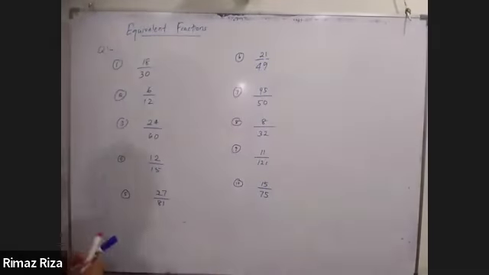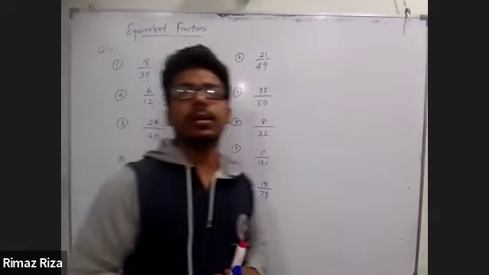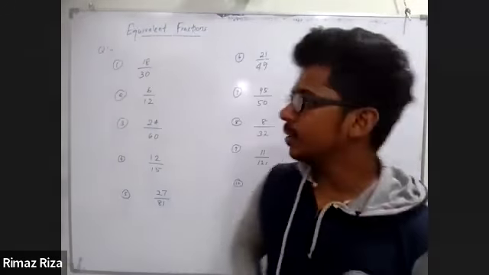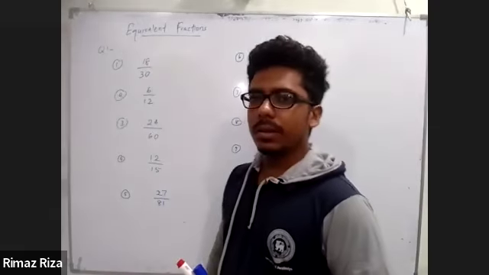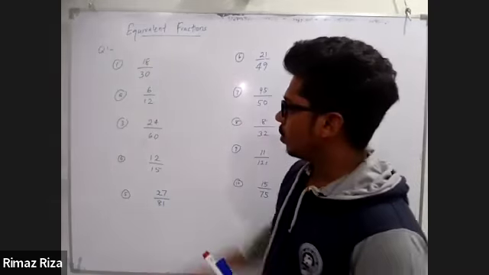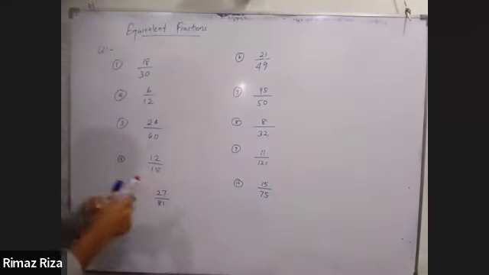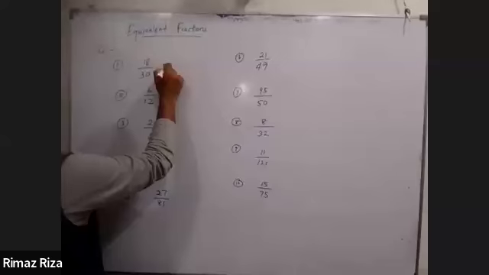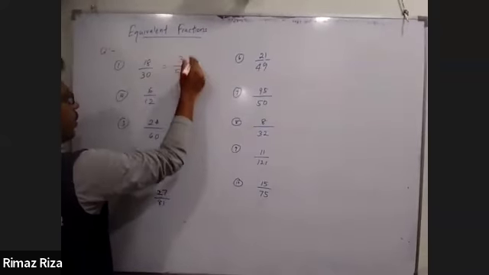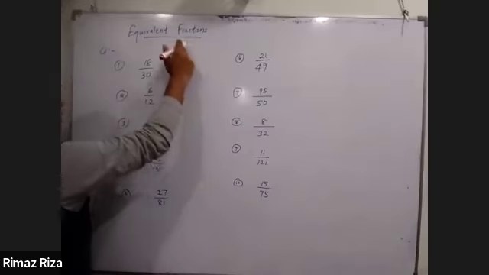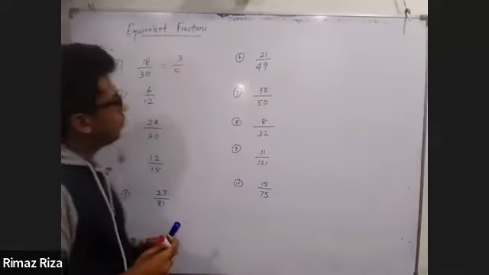Okay, so here 18 and 30. The highest common factor of 18 and 30 is 6, right? So therefore, we can divide both numerator and denominator by 6. 18 divided by 6 is 3. 30 divided by 6 is 5. So therefore, this is the equivalent fraction in the simplest form.